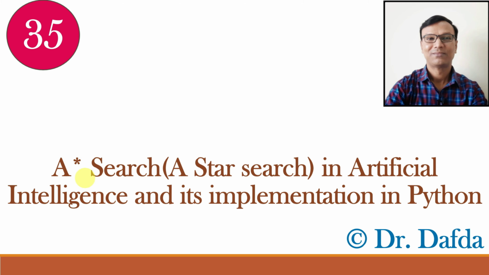See, A-star search is the most famous informed search technique because it doesn't just look at how close the goal is, it also remembers how much work we have already done. A-star has become one of the most influential algorithms in artificial intelligence, widely used in video game pathfinding, robotics navigation, route planning, etc. Okay, so let us start.